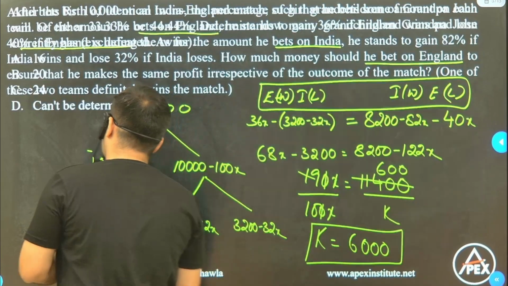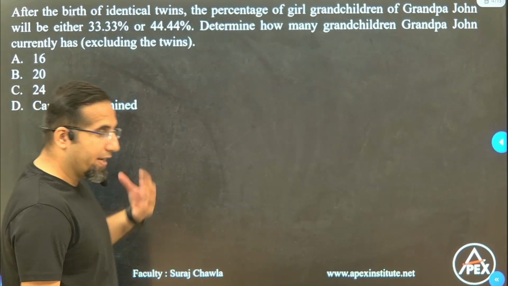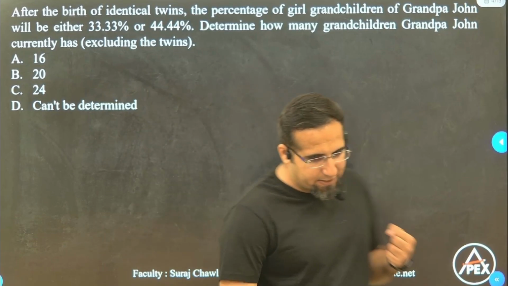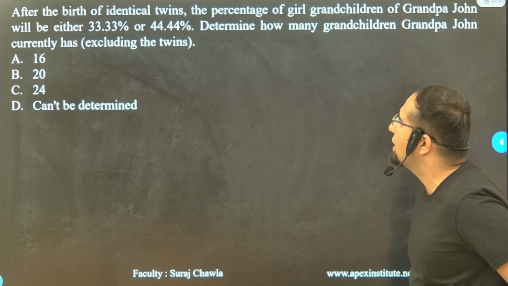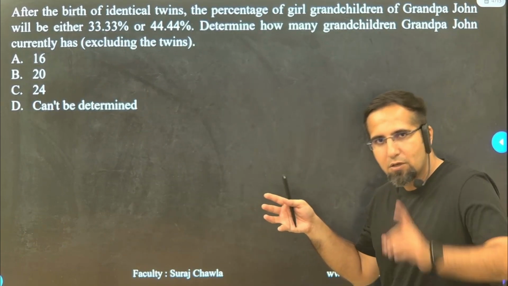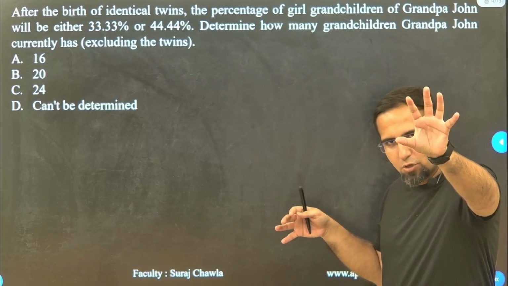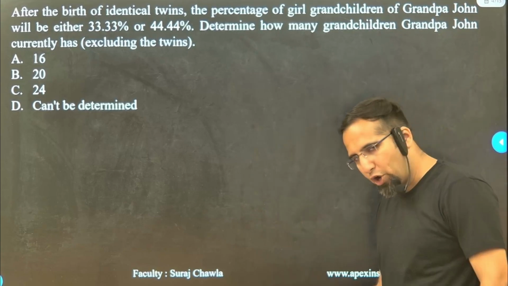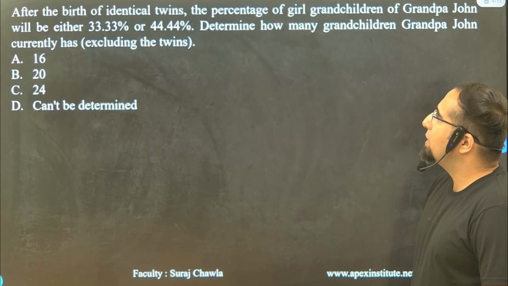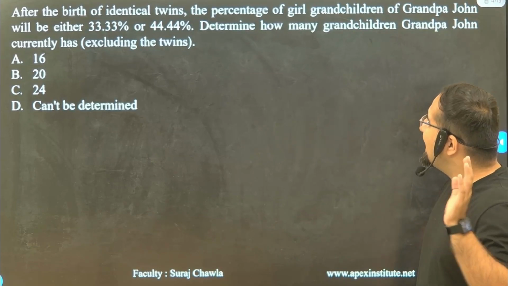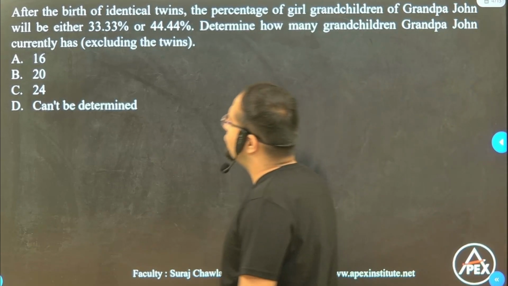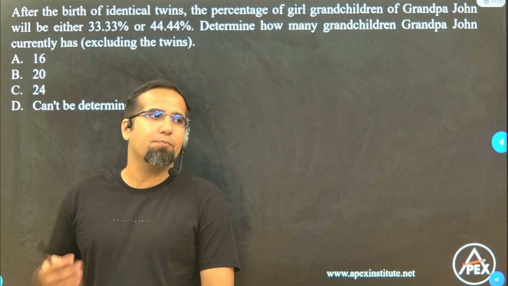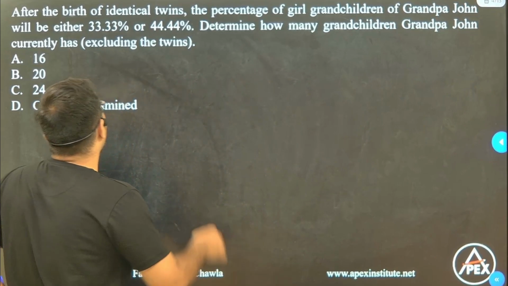Now let's solve the next question. This is again a very interesting question. Now this question says that after the birth of identical twins, before I proceed, pause, solve on your own. Once you are done, come back to the video. Okay, let's start. So after the birth of identical twins, the percentage of girl grandchildren of Grandpa John will be either 33.33% or 44.44%.